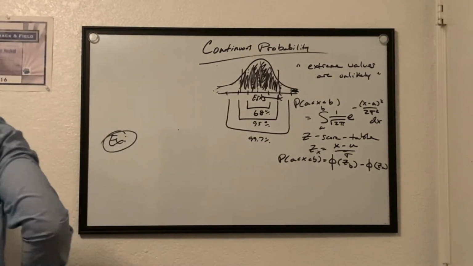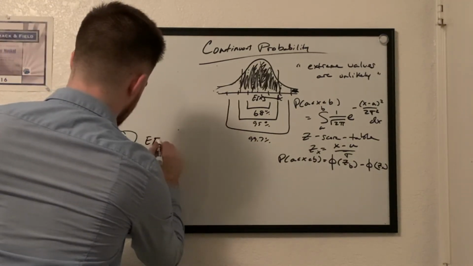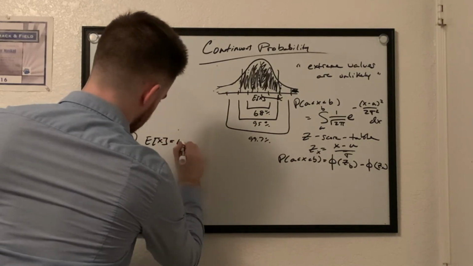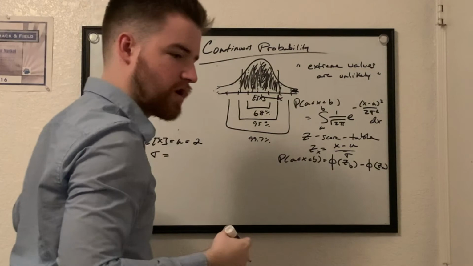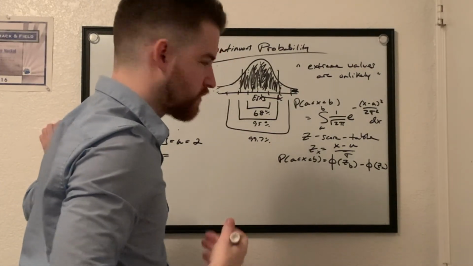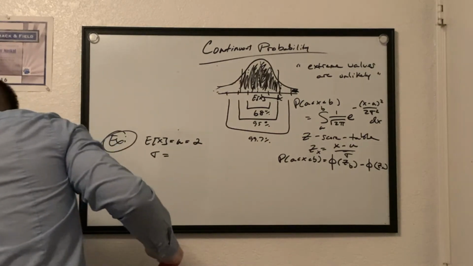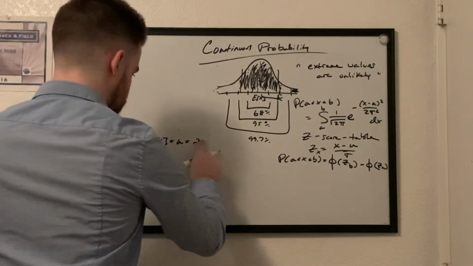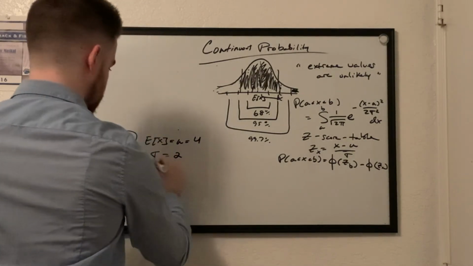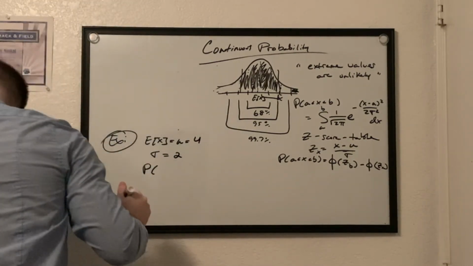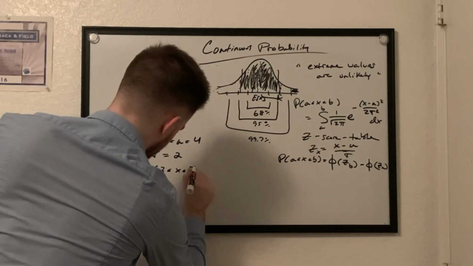And I have it right here. Suppose your expected value, also denoted as your mu, is 4. And suppose your standard deviation, the average amount your values deviate from the mean, is 2. Based off this, what is the probability that x is between 3 and 8?